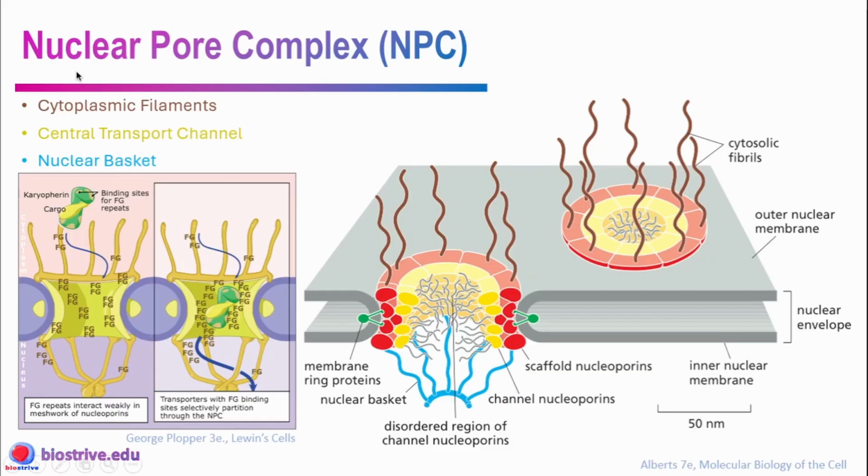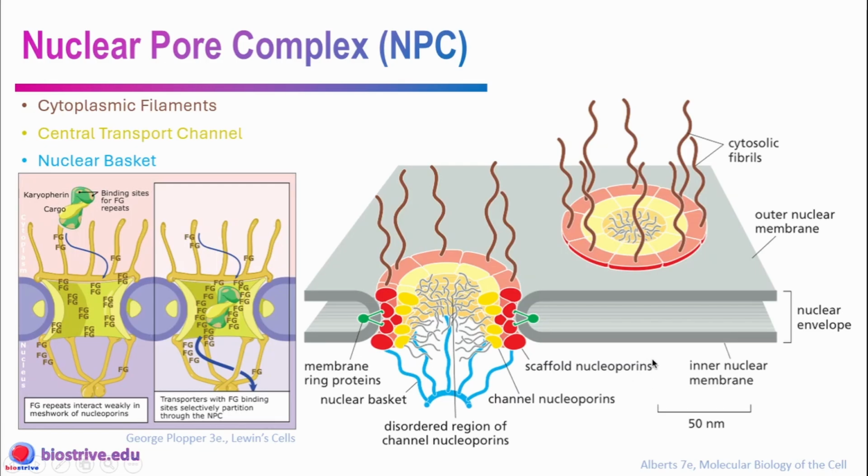So this is a much better diagram of the nuclear pore complex. As you can see, we have cytosolic fibrils which are protruding towards the cytosol. We have the nuclear basket protruding towards the nucleus. We have membrane ring proteins attaching this nuclear pore complex to the membrane. We have the central channel in which we have these FG repeats, phenylalanine and glycine, and you can see this is a protein bound with cargo which is entering and interacting with these FG sequences. That's how the transport works. And we have some scaffold nucleoproteins as well.